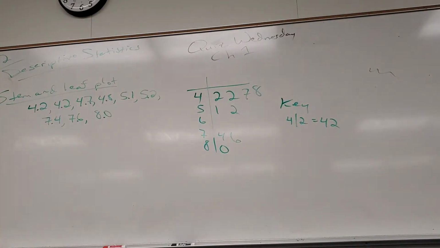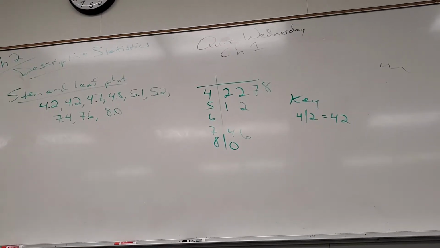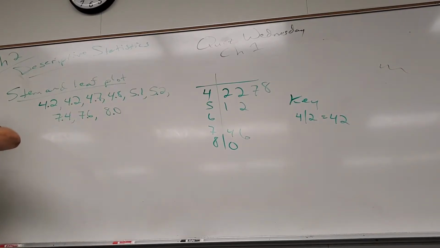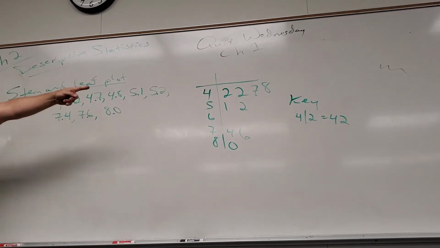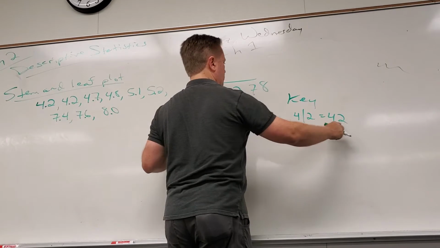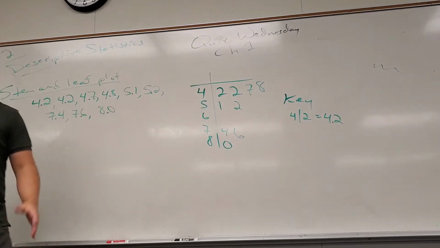What do you think? What would change? What's the stems? Are they different? The stems. You have 4 followed by stuff, but it's followed by a decimal place, right? So the stems are still the same. The leaves are still the same. What would I change? The key. How am I supposed to read 4-2? That's the only thing that changed.